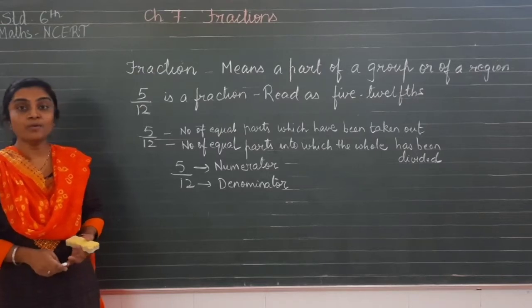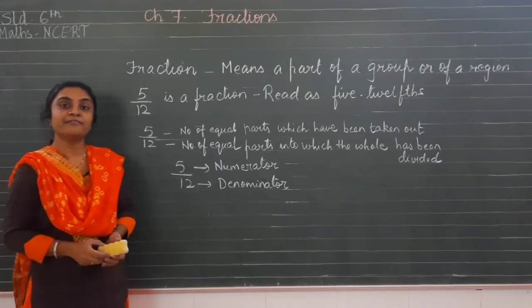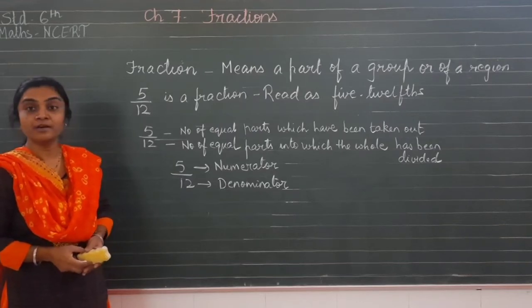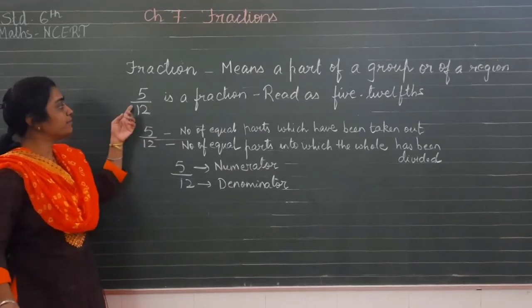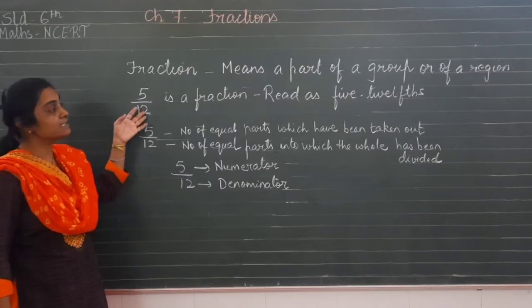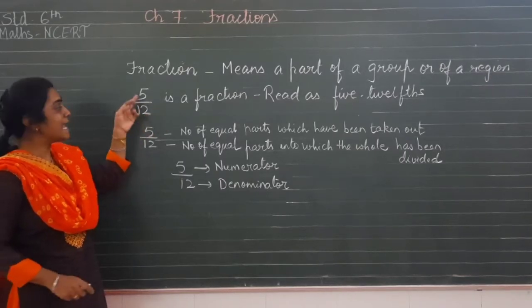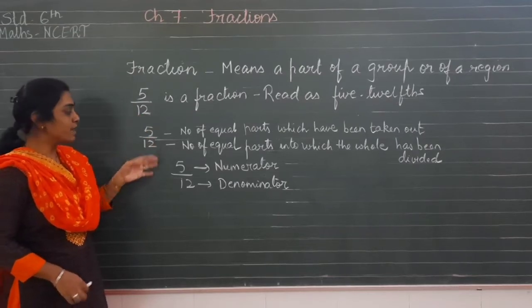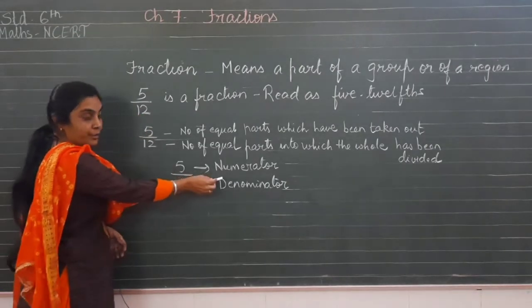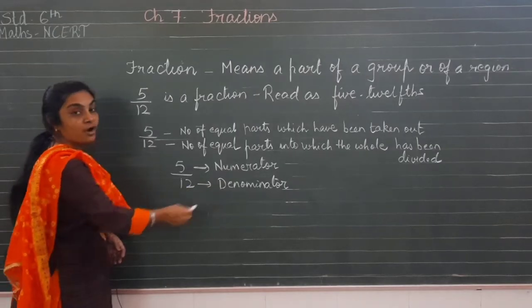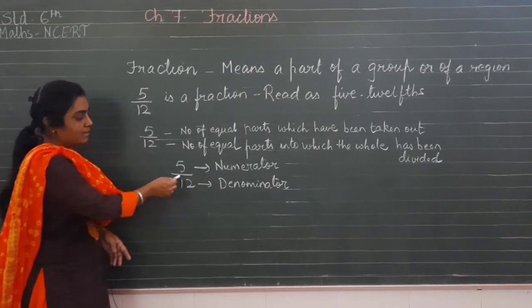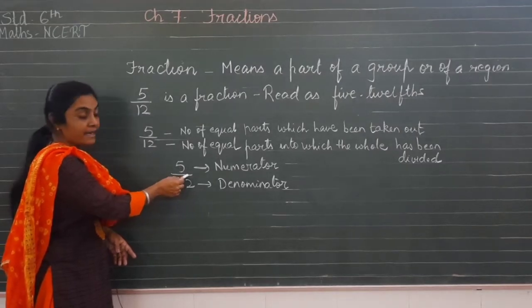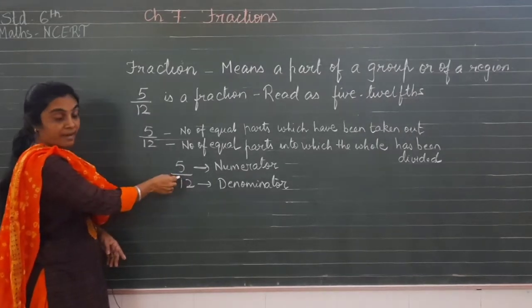Now let us see how a number is represented in fraction form. You know fraction is a part of a group or of a region. Now I have written one number, 5 upon 12. It is a fraction. It is read as 5/12. Now what is 5 upon 12? Here 5 is called the numerator and 12 is called the denominator, and 5 and 12 are separated by a bar, the fraction bar.